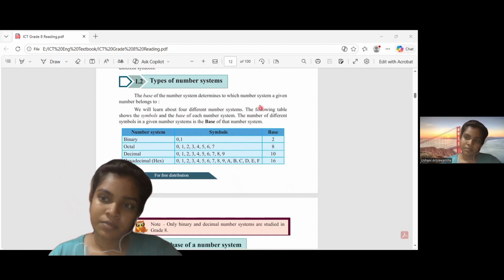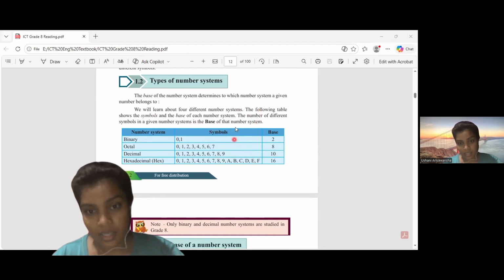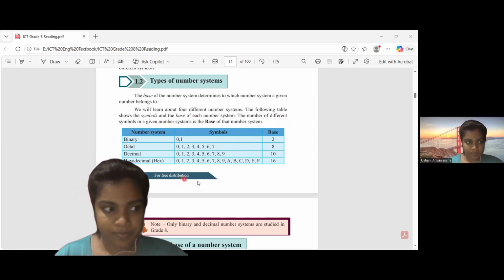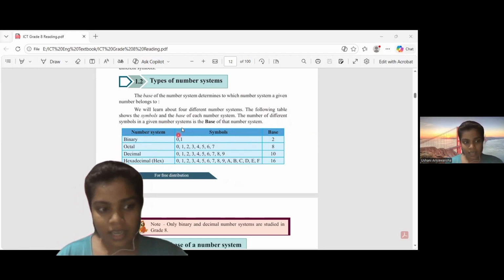Every number system has two main features, a set of symbols and a base. I think you have already learned this in math class. Look at here. You can see there are two symbols for the binary system. This is the binary system. There are two symbols here, so the base is 2.